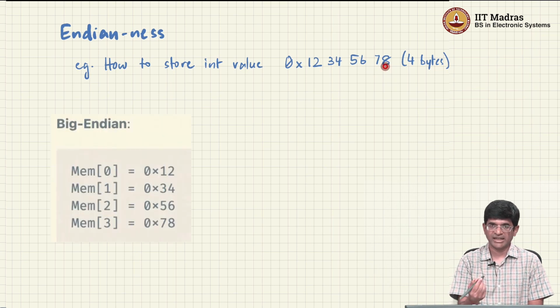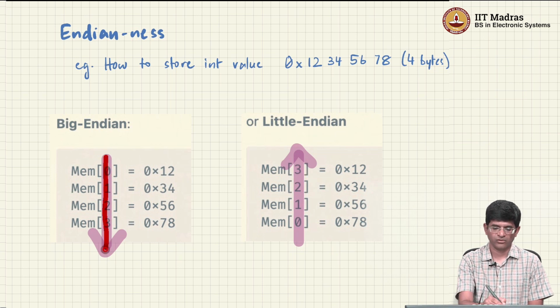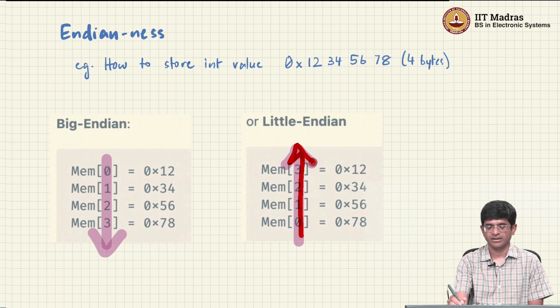And with that in mind, the big endian notation would say that 0x12, the most significant byte, would go into memory location 0, 34 would go into 1, 56 would go into 2 and 78 would go into 3, while the little endian approach would say the least significant byte goes into location 0, the most significant byte goes into the highest address 3. As you can imagine over here, what is happening is that the memory addresses are increasing upwards for the case of little endian.